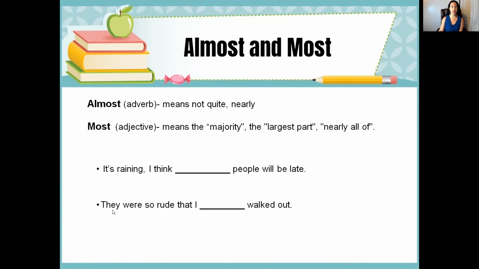Here's another one. They were so rude that I almost walked out, or they were so rude that I most walked out. Okay, now that you heard it, what are the answers? Most, and almost. That was pretty easy, right? Yeah. Okay, let's move on.